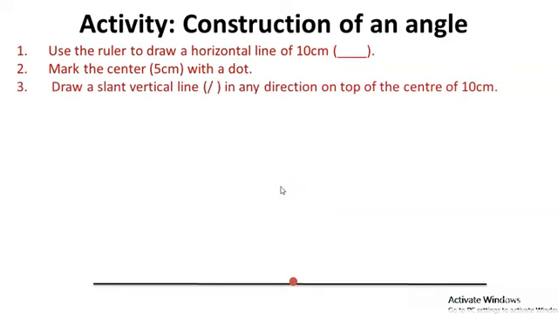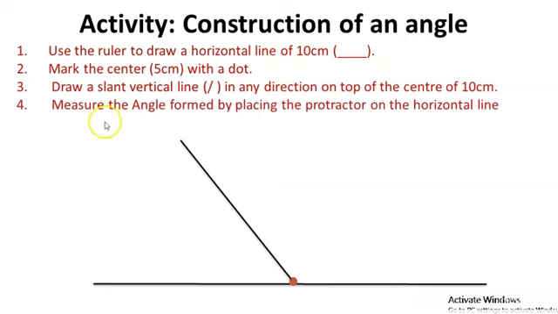Step 3. Draw a slant vertical line in any direction on top of the center. This is a slant vertical line on top of the center, in any direction. That is step 3. Then step 4.